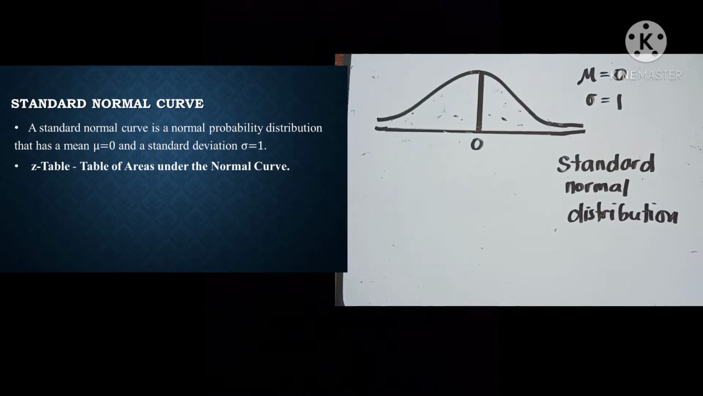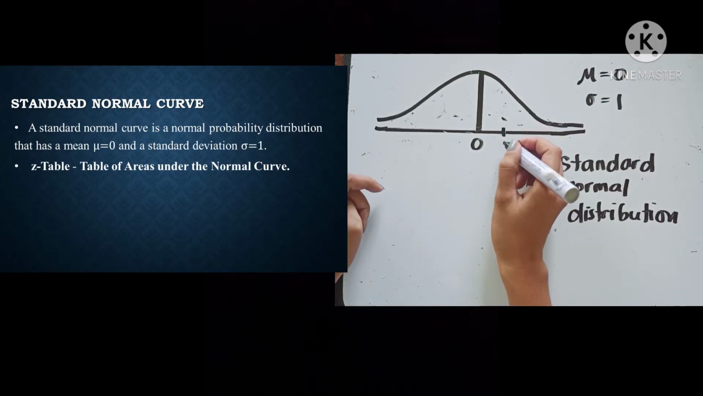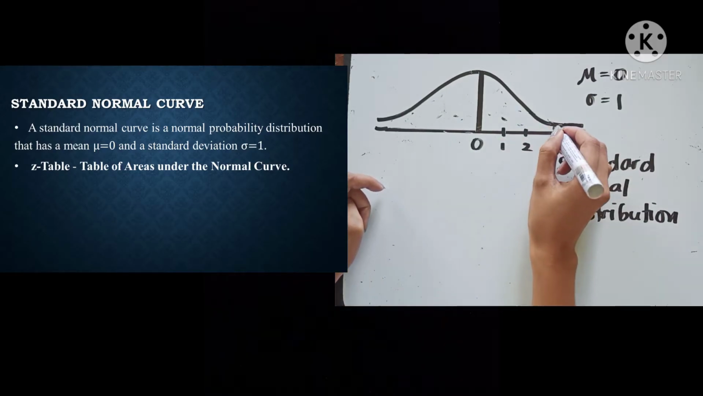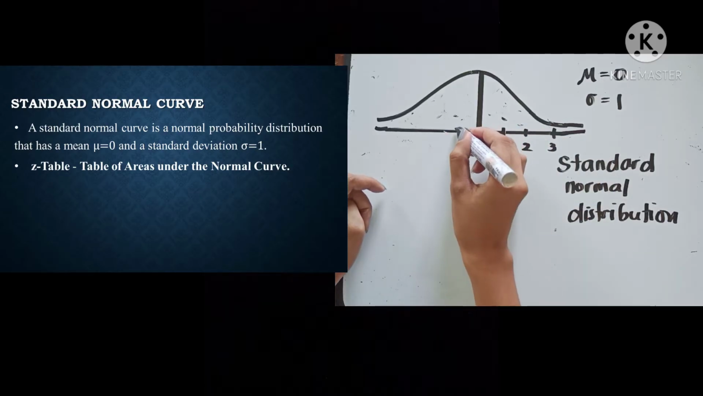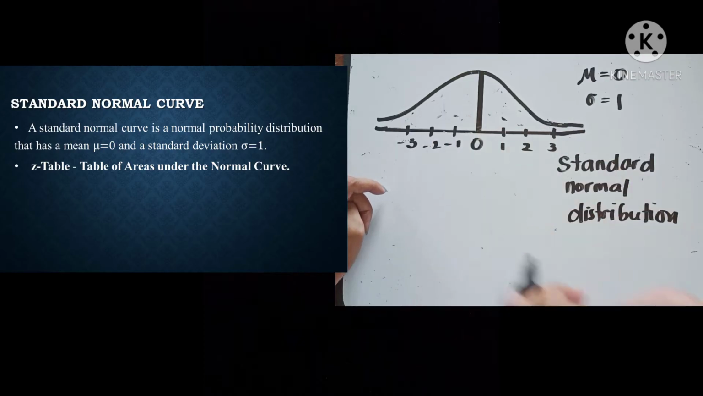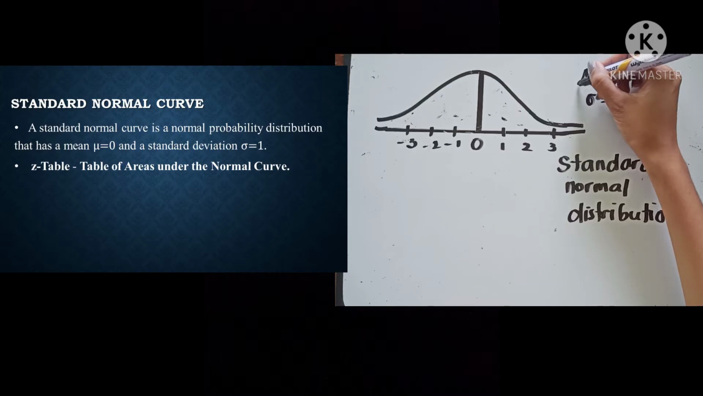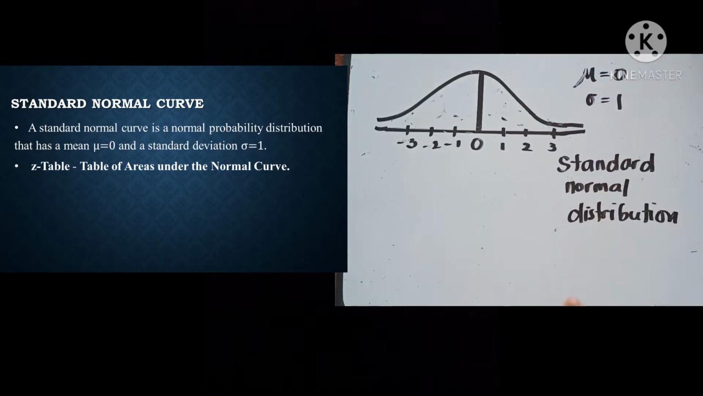Okay, so ano yung itsura nung curve niya? So, mean natin ay 0, yung standard deviation is 1. So, 1, 2, 3, negative 1, negative 2, negative 3, and so on. Okay? Ito yung tinatawag natin na standard normal distribution. Again, mean of 0 and standard deviation of 1. So, that is standard normal distribution.